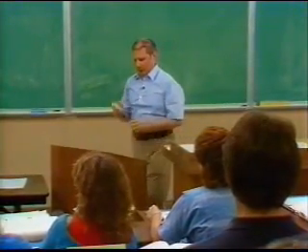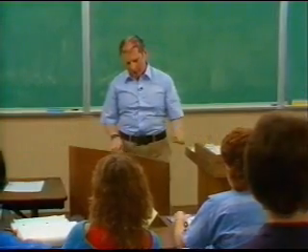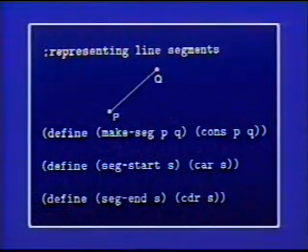So we can represent line segments in exactly the same way. For the line segment from P to Q, we'll say there's a constructor make segment, and there are made-up names for the selectors: the starting point of a segment and the ending point of a segment. And again, we can implement a segment using cons as a pair of points, and car and cdr get out the 2 points that we put together to get the segment.